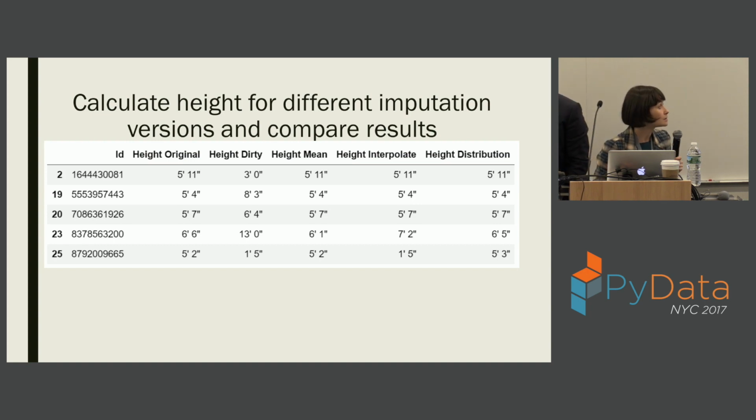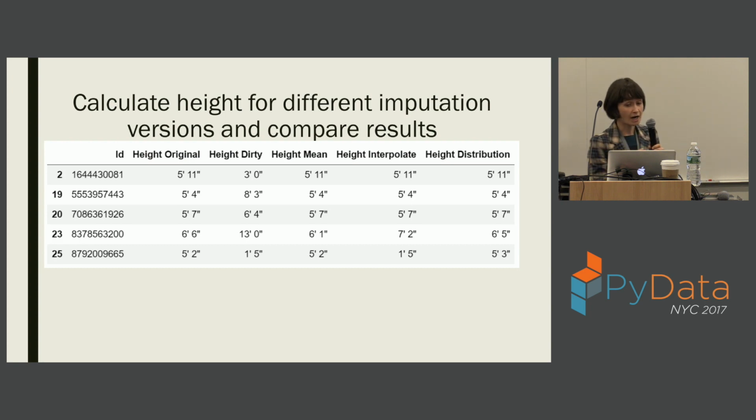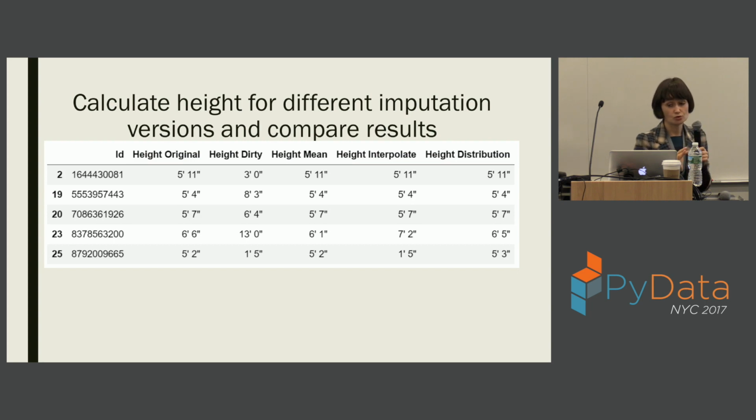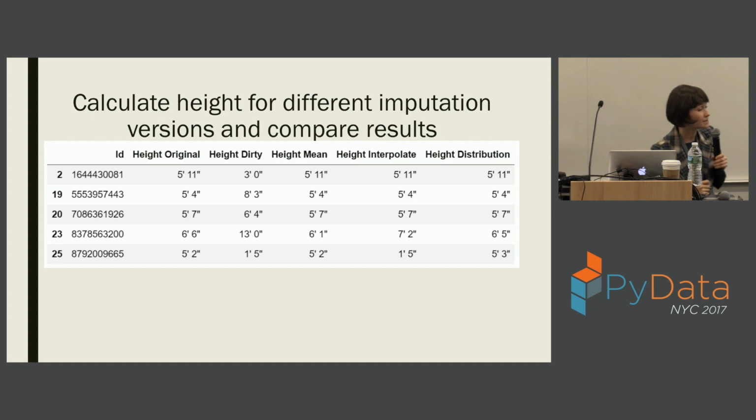What's the column height interpolate? Oh, those depend on the imputation. So height mean, height interpolate, and height distribution were the 3 imputations that we used. Height mean is the imputation we used with the mean value. Interpolate is the interpolated value, and distribution is when we did the hot deck by selecting a random choice.